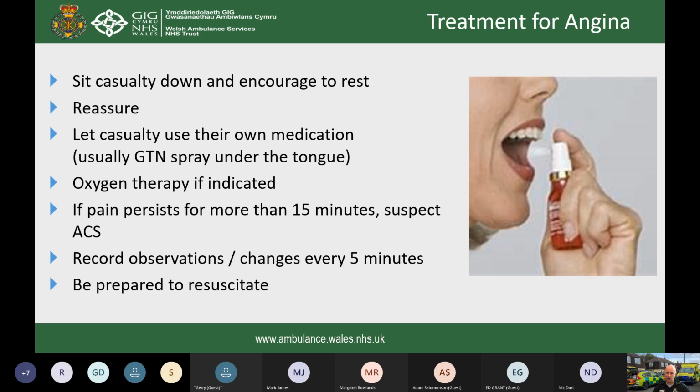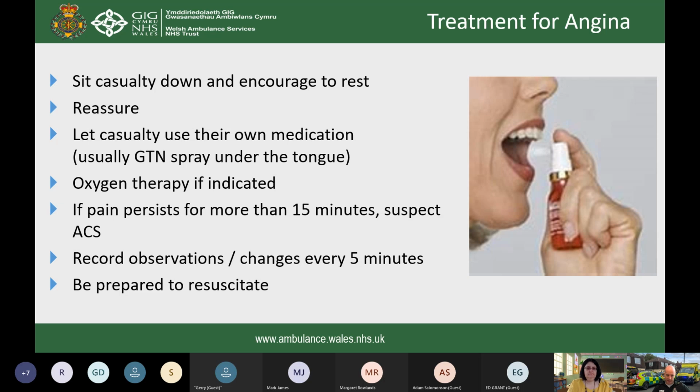So if they are going to take it, make sure they're sat down or in a comfortable position, and make sure they don't take more than 2 sprays initially. They can take 2 sprays, and then 5-10 minutes later, if no effect, they can take another 2 sprays. After 15 minutes, we're going to be treating it as ACS anyway. Yeah, often a headache. Again, that is due to the expanding of the blood vessels, which gives them that headache. But that will ease because the effects of GTN don't last that long. But yeah, headache is often common for these patients.